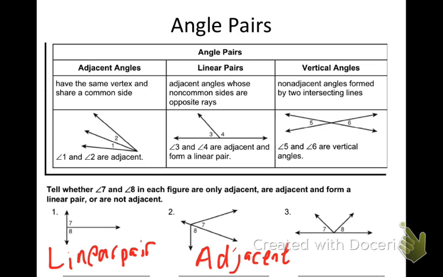What about 3? What do you think about 3? Are they adjacent, linear pair, or not adjacent? They are not vertical, actually. Are they adjacent, though? Do we all agree they're not adjacent? They're not next to each other, right? There's nothing really in common about these. They're just not adjacent. Now, they are not vertical because they're not truly across from each other. To truly be across from each other, 8 would have to be down here. And we'll look at those the more we look at it.